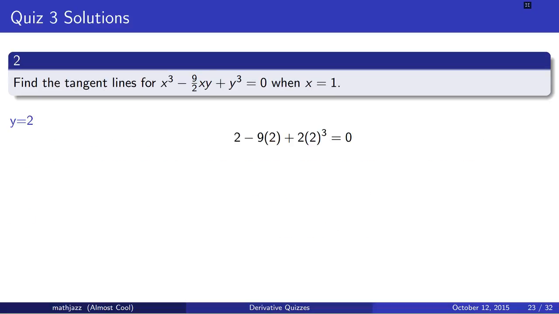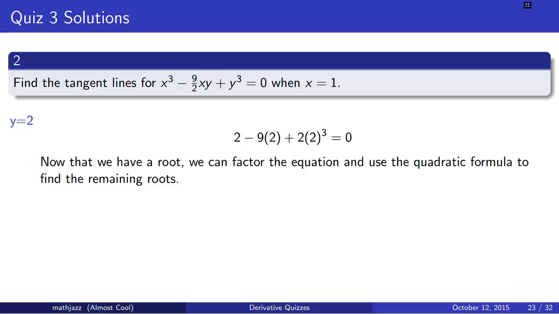We plug in 2, we get 2 minus 9 times 2 plus 2 times 2³, and that is 18 minus 18, which is 0. The equation balances. Now, in the simplified version of this question, I gave you that we're looking for the tangent line at the point 1, 2. So that was actually spoiled already for us, but that was how we found out that 2 was in fact a root of this polynomial.